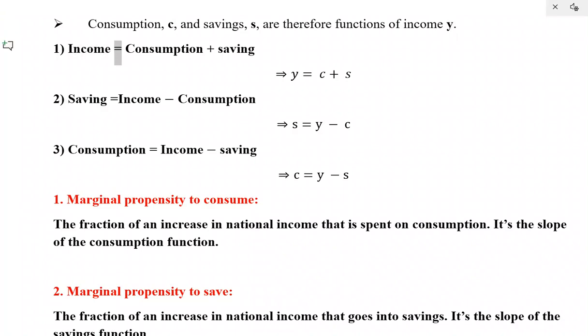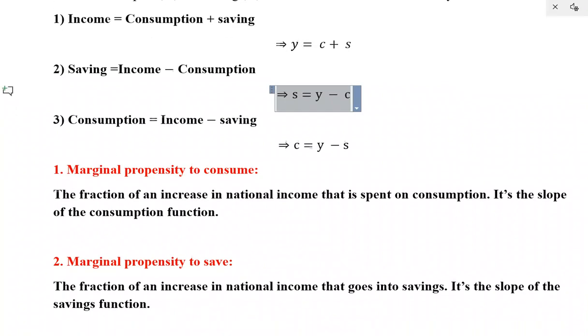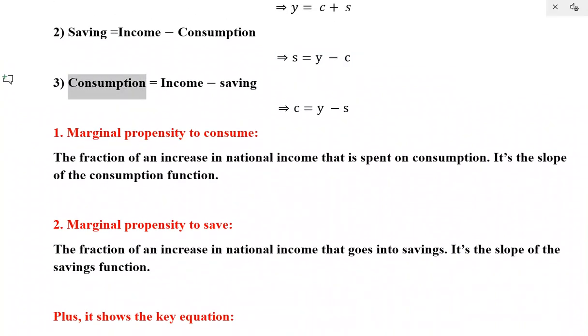1. Income equals consumption plus saving, which implies Y equals C plus S. 2. Saving equals income minus consumption, which implies S equals Y minus C. 3. Consumption equals income minus saving, which implies C equals Y minus S.